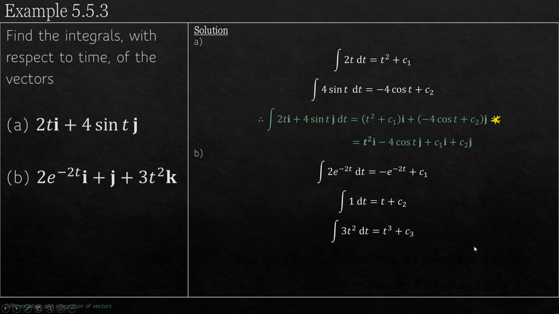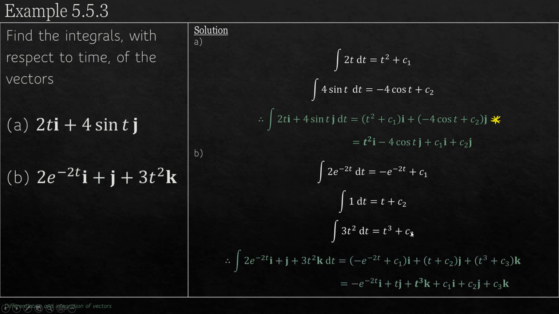And the k component, we get t cubed, another constant, put it all together. So this is the i component, that's the j component, that's the k component. There's nothing wrong with leaving it like this. But again, if you want to, you can expand your brackets.